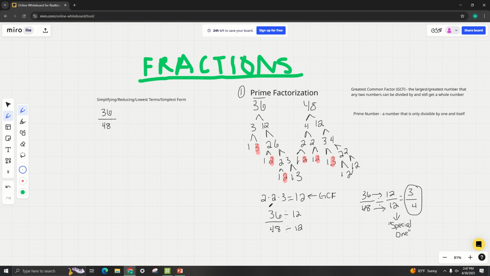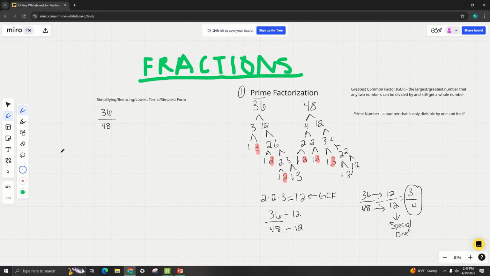All right, so that is prime factorization. I do prefer this method just because it's the most mathematical way to do it, and it's the easiest way, so that you are only dividing one time.